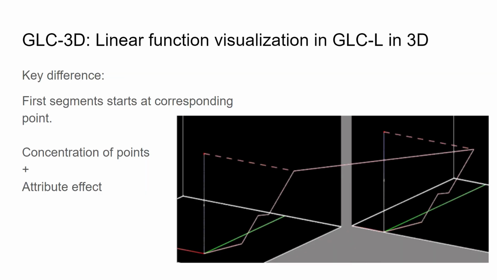Now let's go on to GLC in 3D. So basically, the key difference here is that the base of the point does not start at 0, 0, whereas it does in 2D, but instead it starts at its corresponding point, which the attributes come from. So that's the difference, and it's useful because while the SPC gives us a concentration of points, which is helpful just for seeing data where it's located and its value, the GLC allows us again to see the attribute effect.